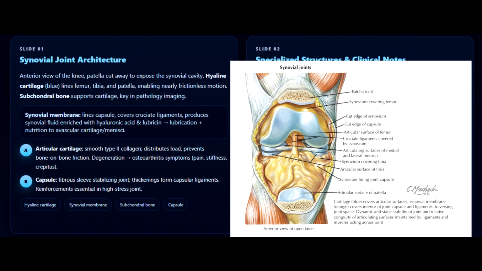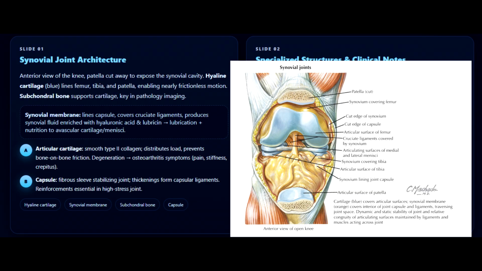Now, let us take a close look together at this beautiful diagram of the knee joint, which here is being used as a representative model of a synovial joint. What you see in the image is an anterior view of the open knee, with the patella cut away so that we can peer into the interior.